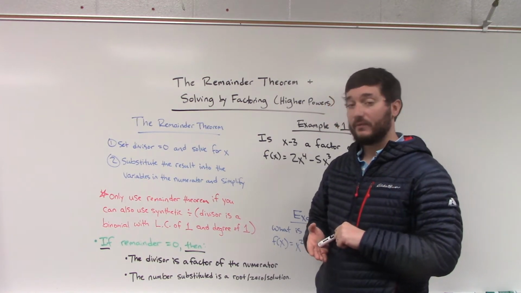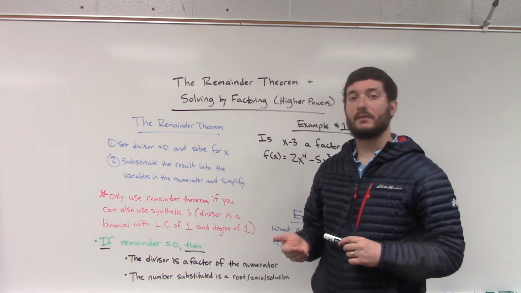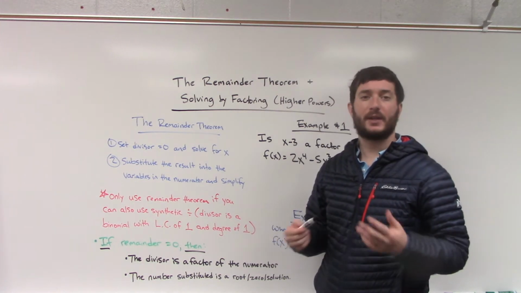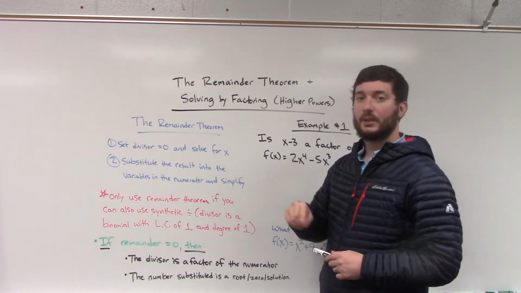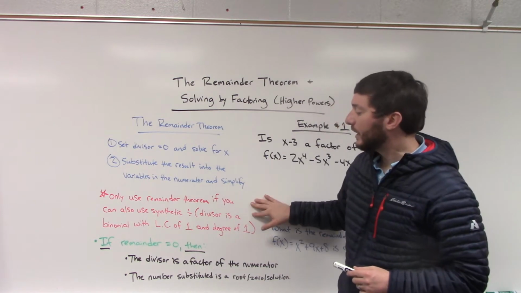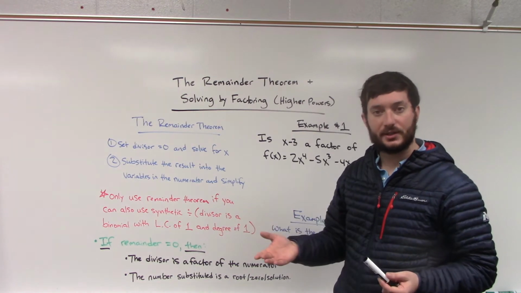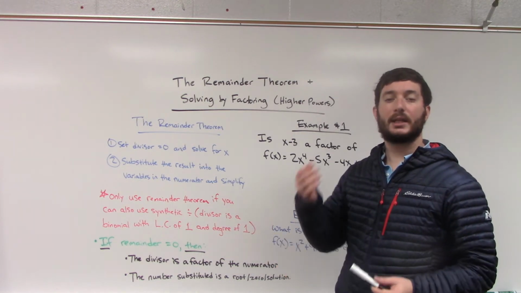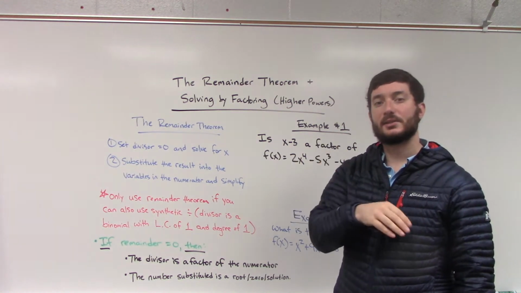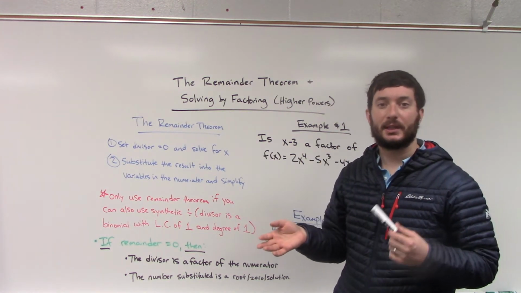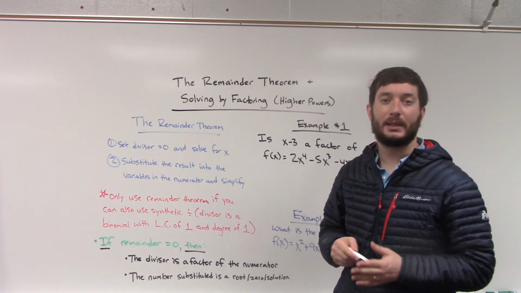Now, while that is very good, we can only use the remainder theorem if we can also use synthetic division. So you have 2 different methods basically to find your remainders here. Synthetic division is one, which we will come back to in a later topic. And the remainder theorem itself can only be used if the thing that you're dividing by, your divisor, has a lead coefficient of 1 and a degree of 1. So something like x plus something or x minus something, not 3x plus something or negative x or x squared. You can't divide by those things and still use the remainder theorem.